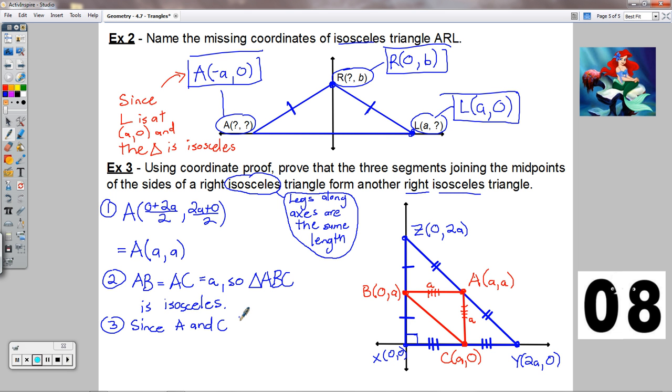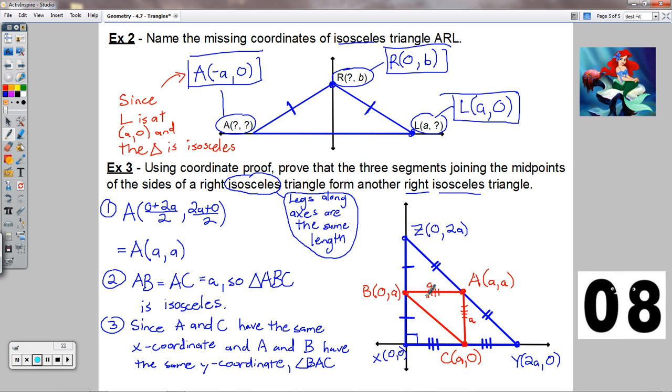So since A and C have the same x coordinates, and A and B have the same y coordinates, if we look over here, that's true. A and B have the same y coordinate right there. They're both A. And A and C have the same x-coordinate. They're both A, right there and right there. So since that's the case, that means that this would have to be horizontal, this would have to be vertical. That means angle BAC is a right angle. And from that you could say, therefore, triangle ABC is right and isosceles.